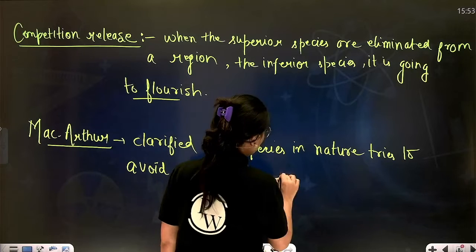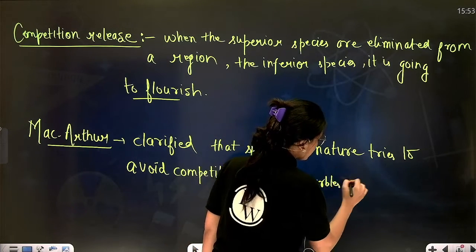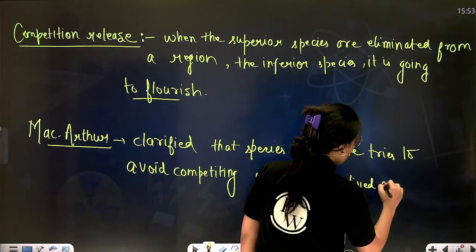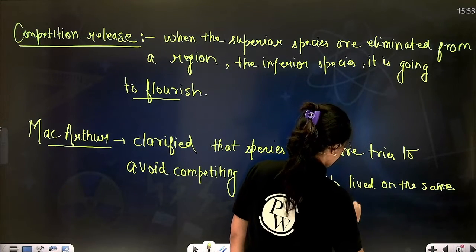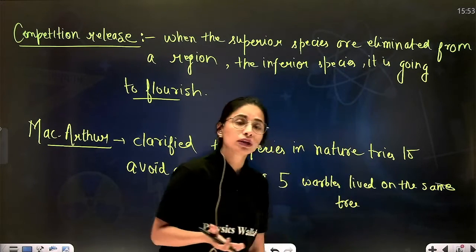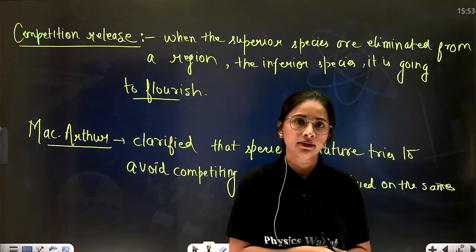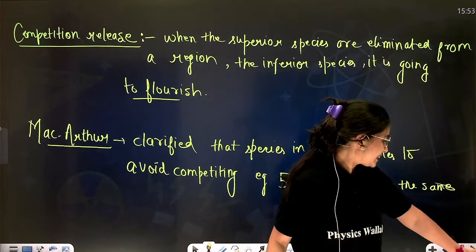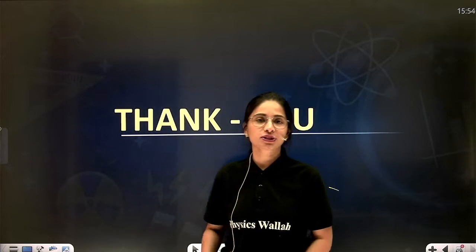So, for example, 5 different species of warblers lived happily on the same tree by avoiding competition. Now, how do they avoid competition? By changing their foraging pattern. So this much only you have to do for competition, and this is all about this happy, easy-going chapter.